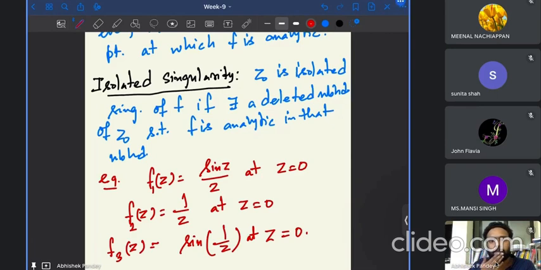Isolated means at z naught there exists a neighborhood in which f is analytic except at z naught, meaning in the deleted neighborhood of z naught. Okay.